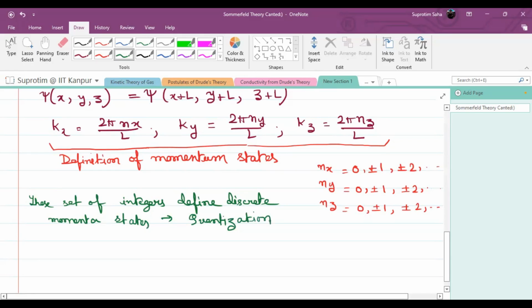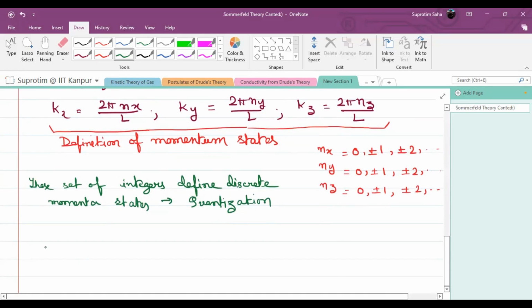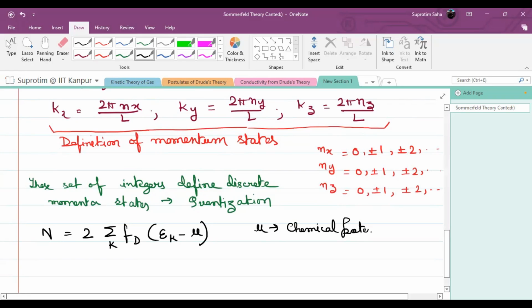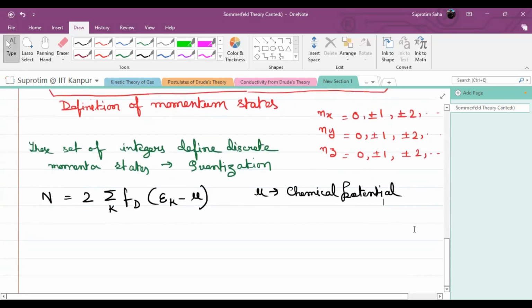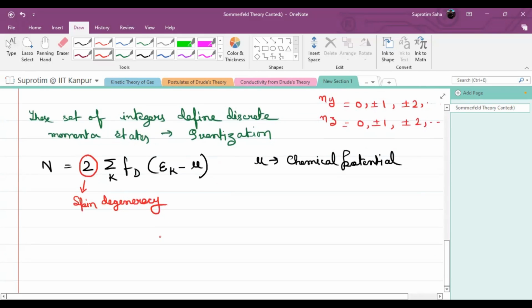Now, recalling that N, which is the total number of particles, was given by 2 times the sum over k of the Fermi-Dirac distribution of epsilon_k minus mu, where mu is the chemical potential. And this 2 is for spin degeneracy. So this was your total number of particles.